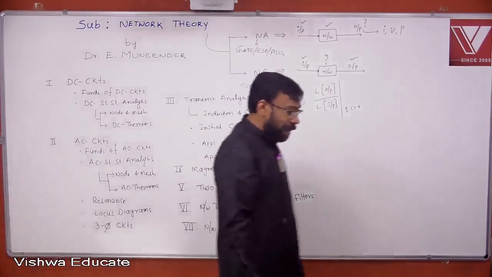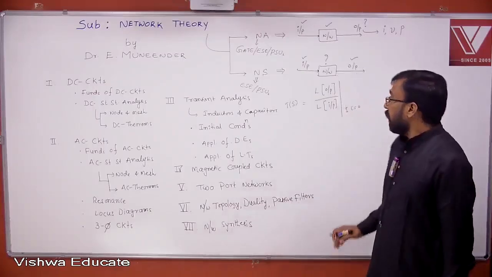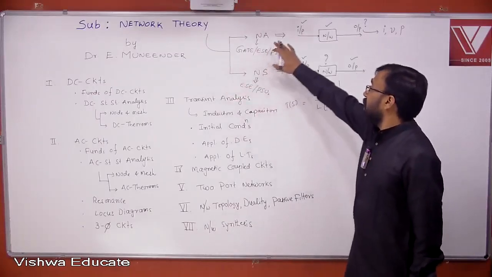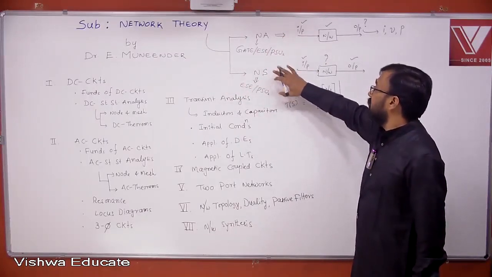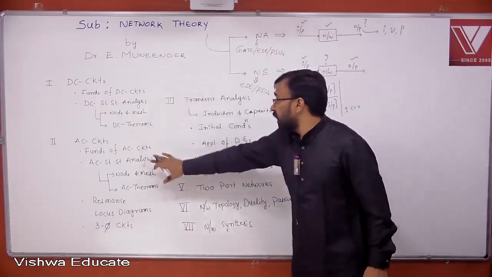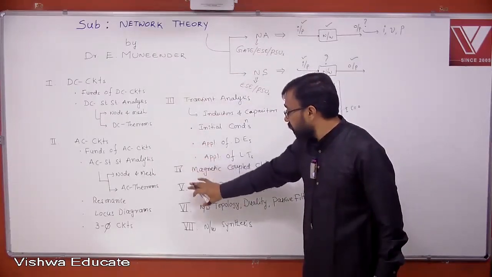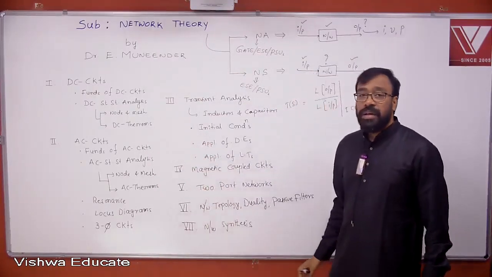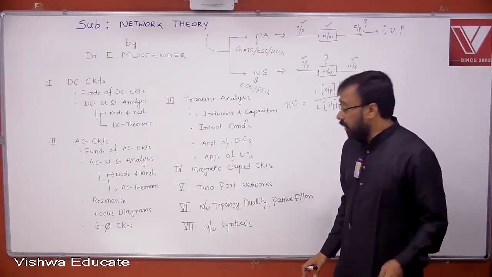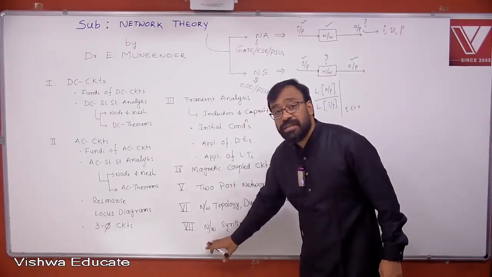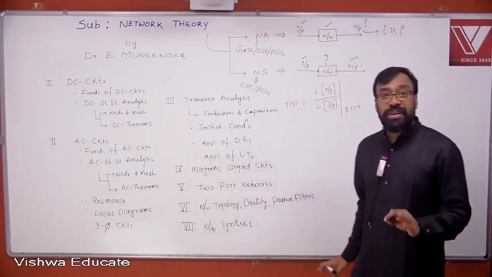So this is a complete roadmap of our network theory. Network theory is divided into two parts: network analysis and network synthesis. Now all this, first, second, third, fourth, fifth to sixth, up to this particular part, comes under network analysis only. And the seventh chapter we are discussing what? Network synthesis. Understand all of you, okay?